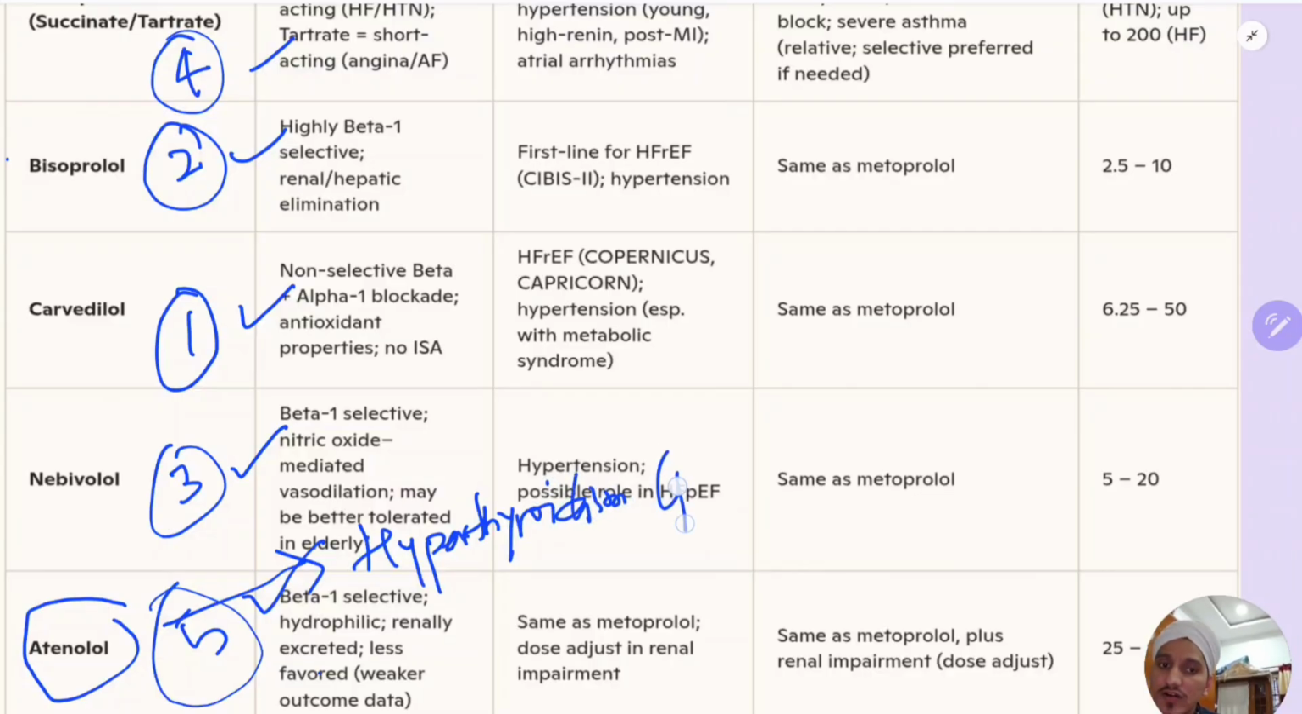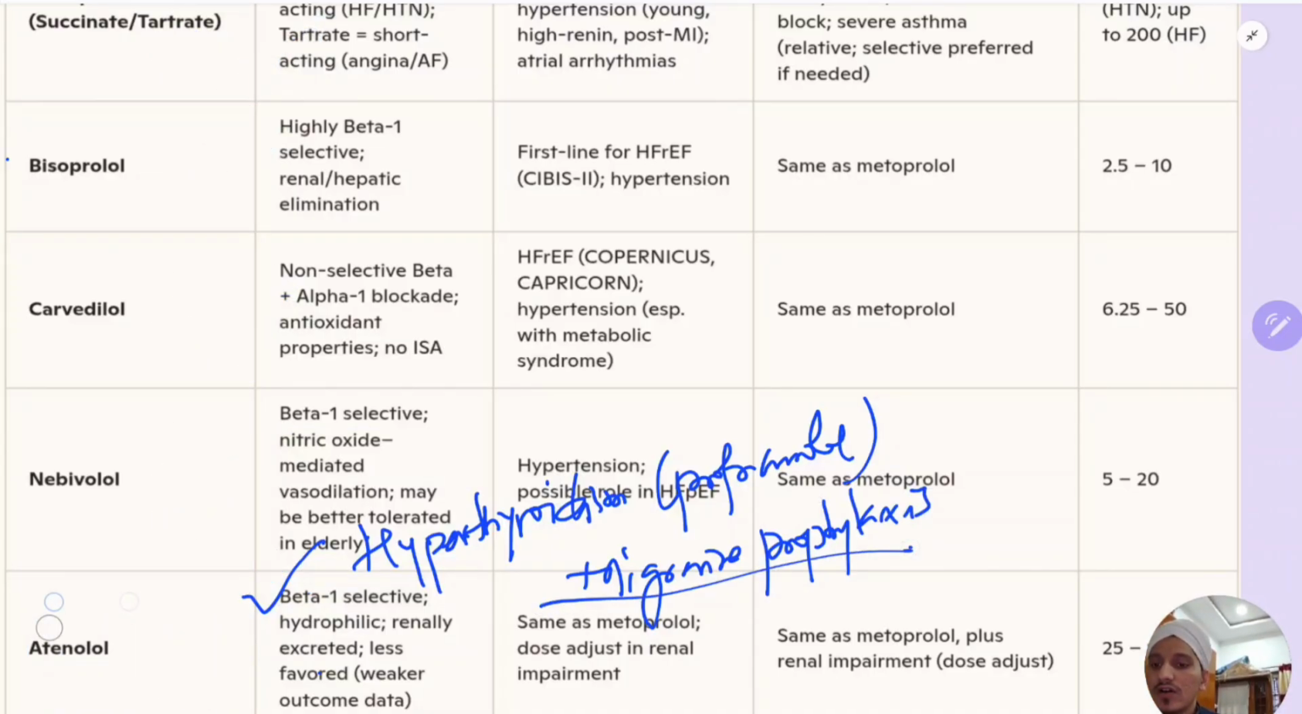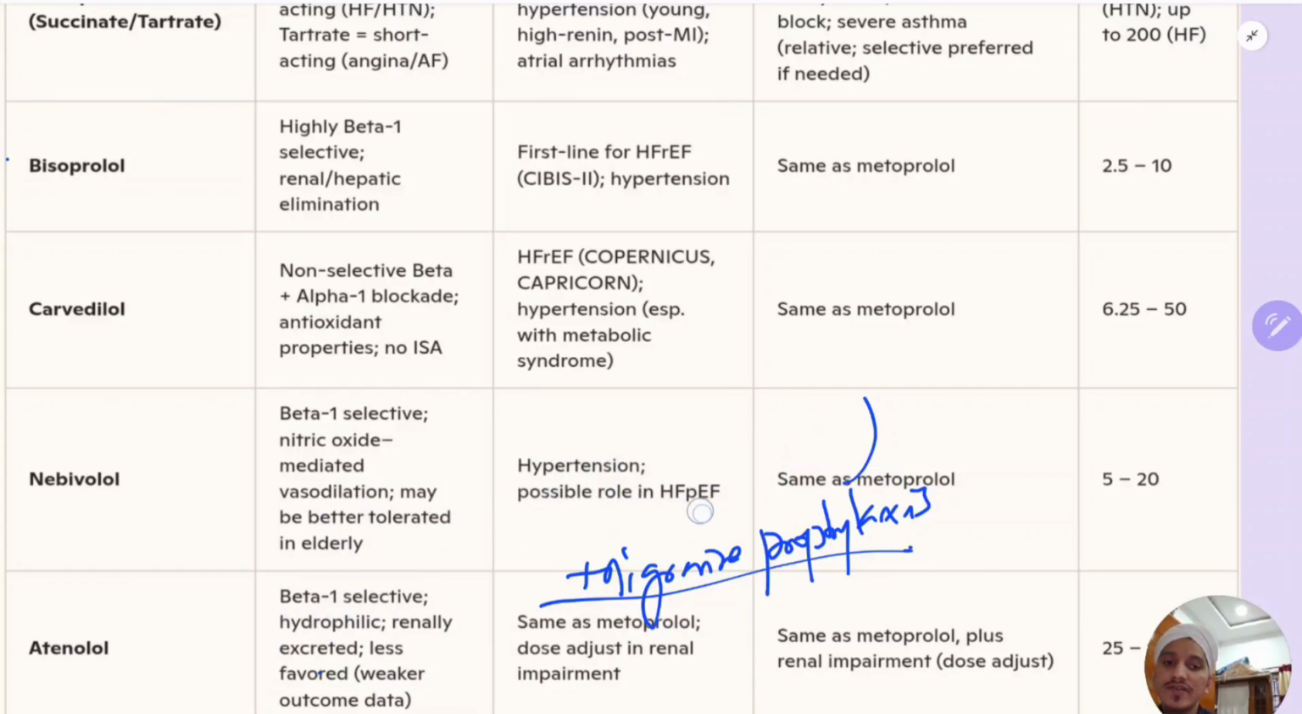So if propranolol cannot be used, instead of propranolol you can use it in hyperthyroidism. You can use it in migraine prophylaxis. Patient with hypertension, migraine, you can use this. Okay, so that's all about beta blockers. Favorite beta blockers: Carvedilol, Bisoprolol, Nebivolol.